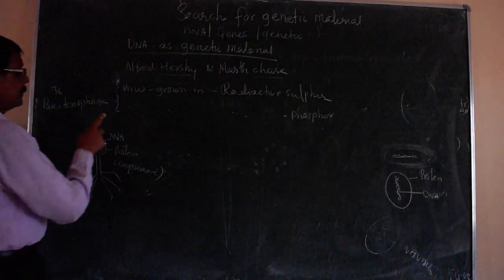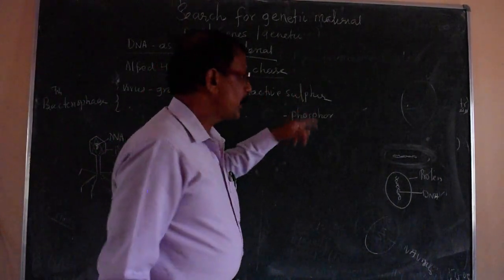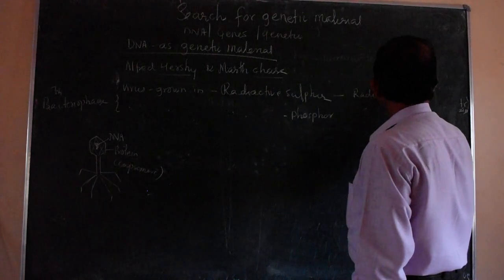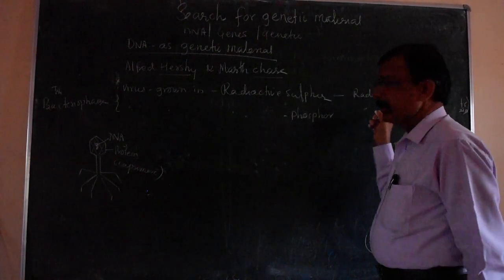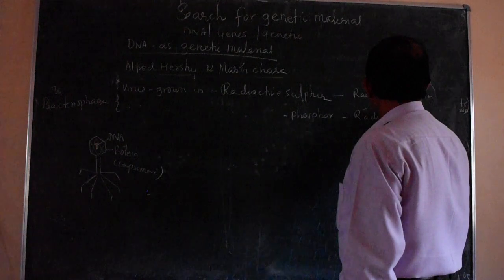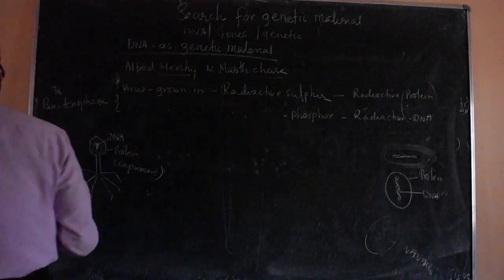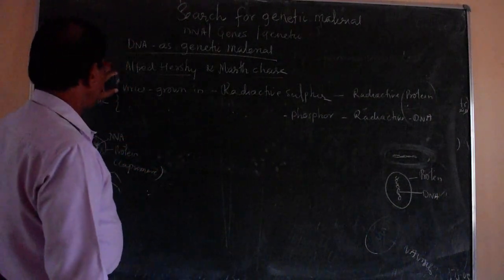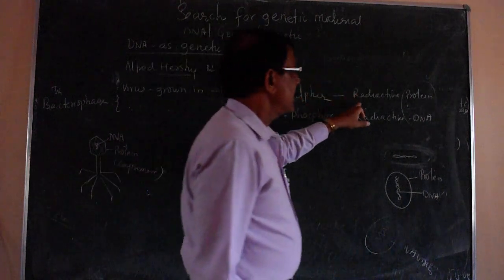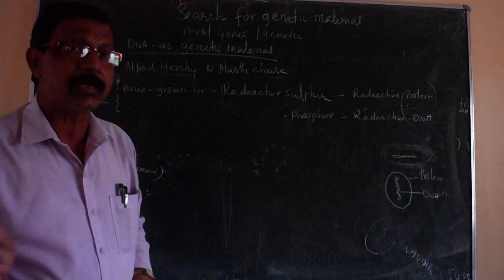Now coming back, the bacteriophage grown in radioactive sulfur has radioactive protein, and the virus grown in radioactive phosphorus has radioactive DNA. Why? Just imagine. The bacteriophage grown in radioactive sulfur has a radioactive protein, because protein contains sulfur but does not contain phosphorus.